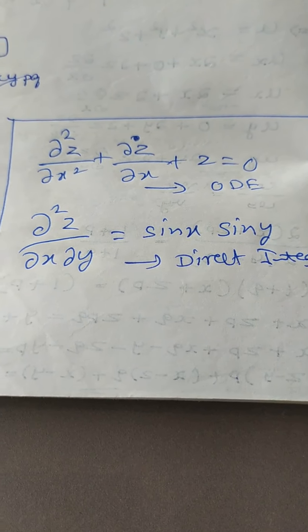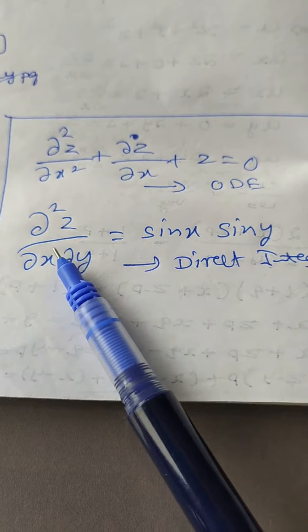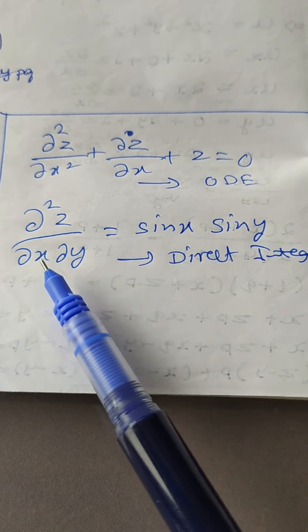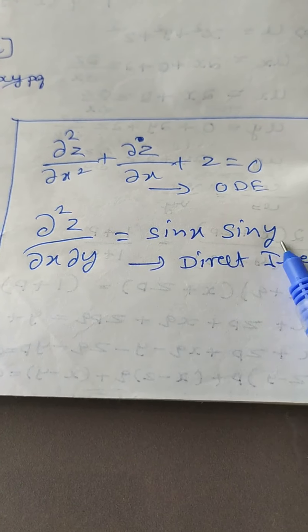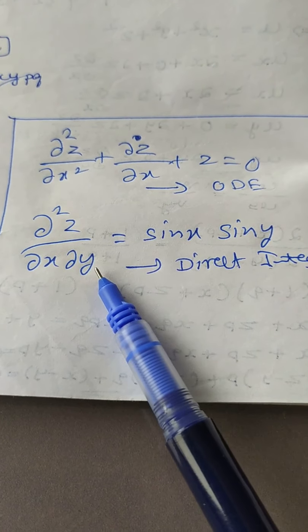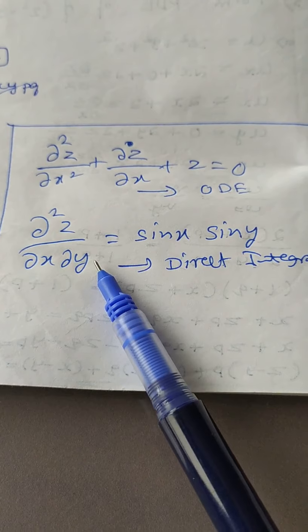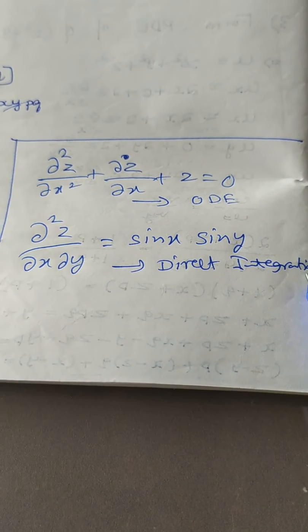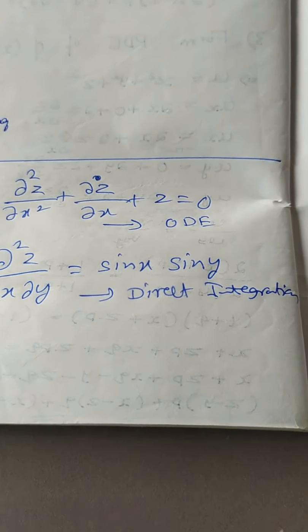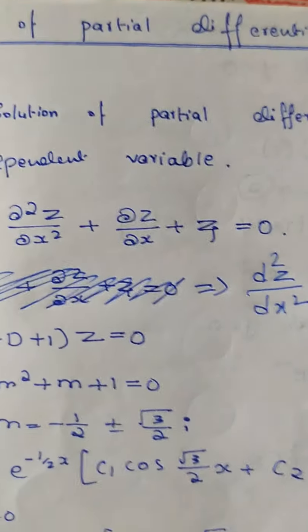Okay. Now come to the second one. How many independent variables are there? We have x and y, two independent variables. In this case, to solve this differential equation, we use the direct integration method. Okay. Now we come to the first one.